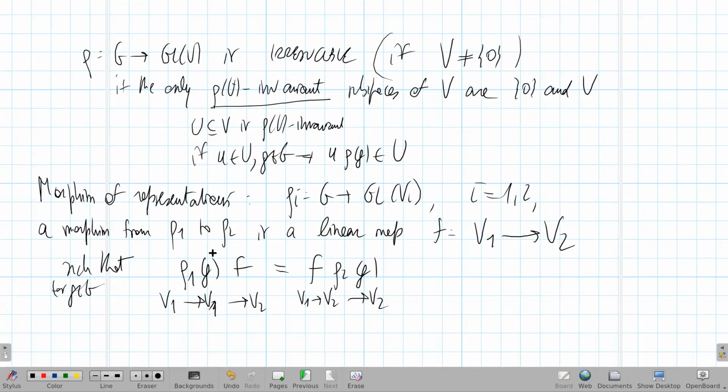When we recall the idea of modules over the group algebra, this will become even more transparent. So this is a morphism, and of course an isomorphism of representations is a morphism which is an invertible map.